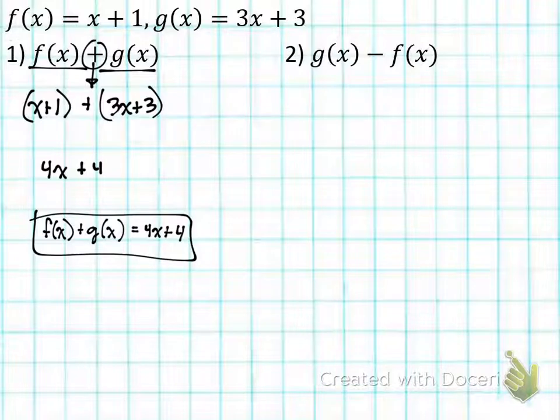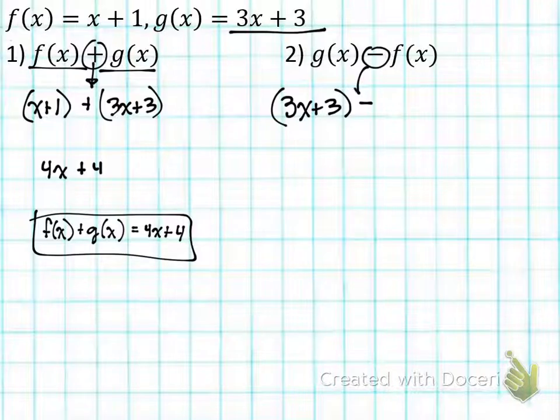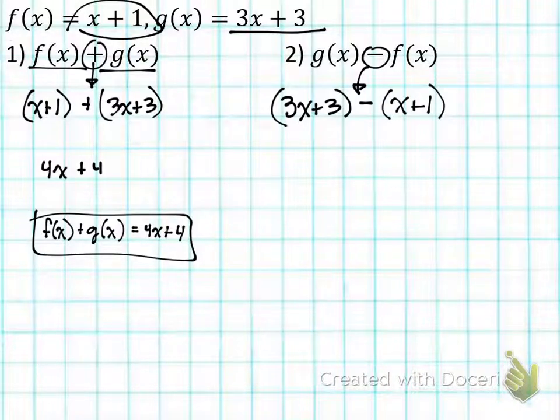So g of x, we're going to write down, it says 3x plus 3. So we're going to put 3x plus 3 in its own little parenthesis. And then we have a subtraction sign we have to bring down right here. Okay? And then we have f of x, which is x plus 1. Put that right there, okay? Now we just have to combine like terms, okay? Simplify. Right here, so we have 3x minus an x. What's 3x minus 1x? 2x, good. Okay, and then we got 3 minus 1 is 2, which is positive 2.